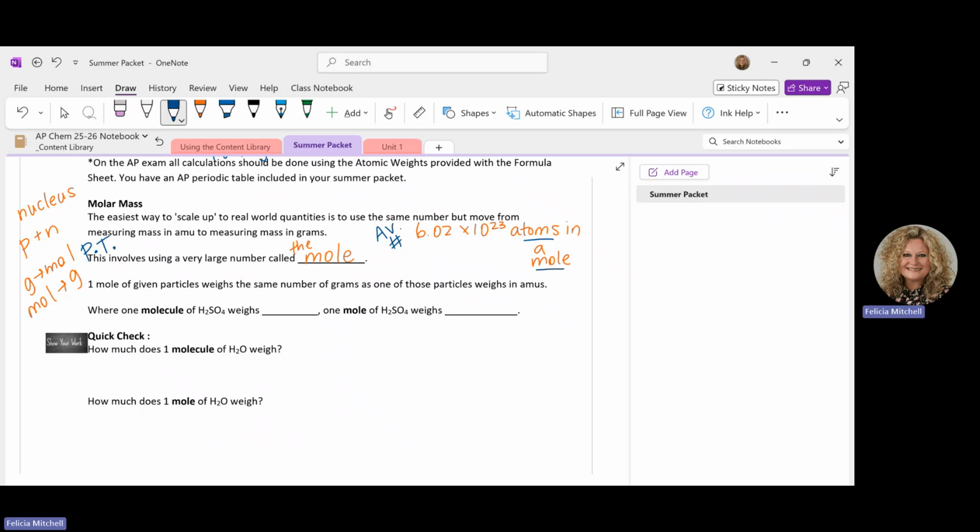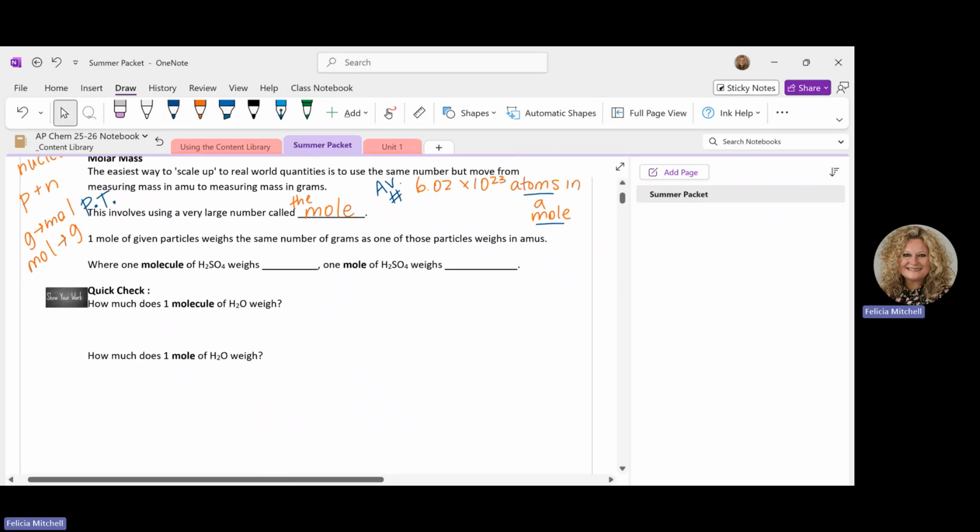Now, I'll be honest with you, we don't do Avogadro's number much at all in AP, this 6.02. It's on your formula sheet. We use it a little bit, but it doesn't get as much activity as the whole grams and moles. Now, it says here, a mole of given particles weighs the same number of grams as one of those particles weighs in AMUs. That's the idea that we're going to say that grams and AMUs are interchangeable.